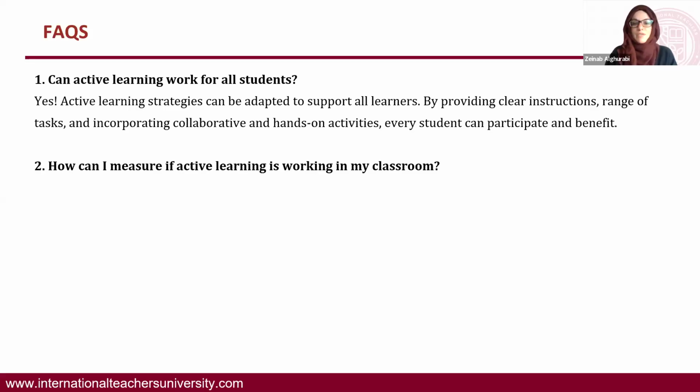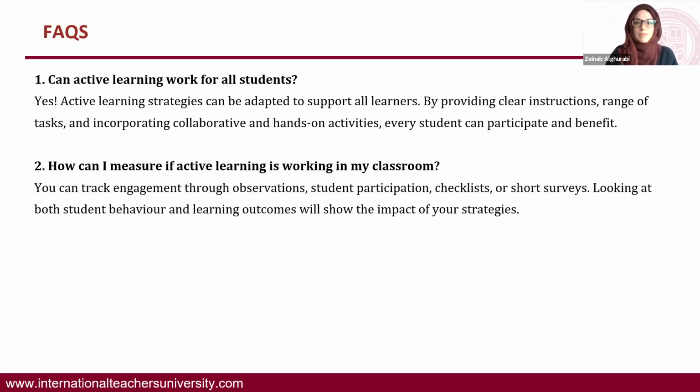How can I measure if active learning is working in my classroom? Now you can track it through observations. When your students are engaged in working in groups or in pairs, you as a teacher are going to be the facilitator. You can go around, monitor, have your checklist, have short surveys, have your observation records about each learner. And this way you'll be able to keep track of how effectively they are working in your classroom.